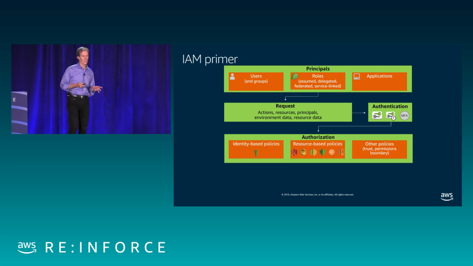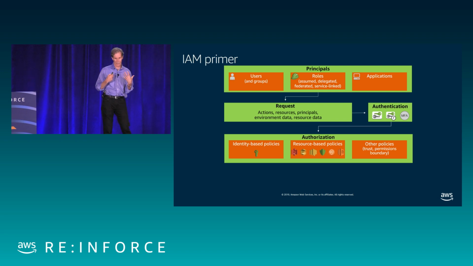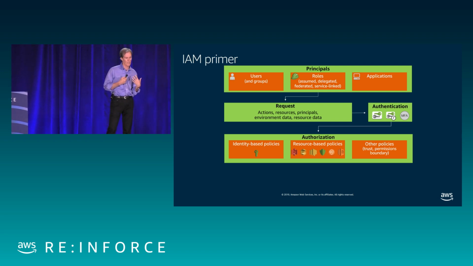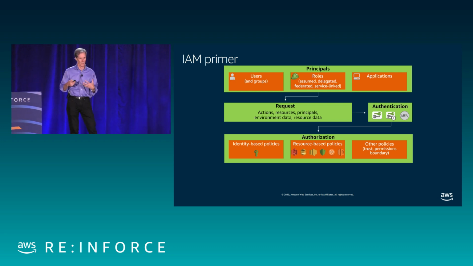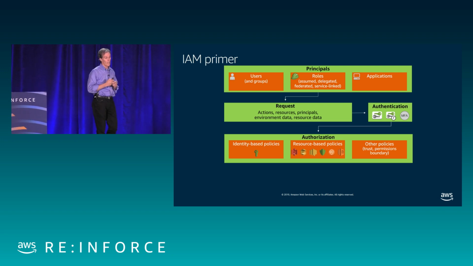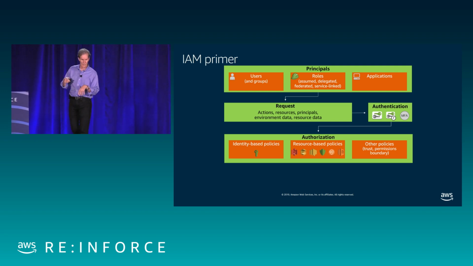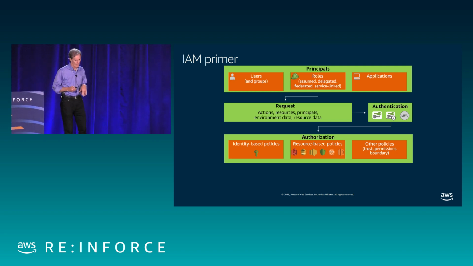And authorization is all based on policies. The policies can be based on the identity of that principal, that person or service that's trying to do something, or they can be based on a number of other things like resources. So the resource itself can have policies in front of it that say what identities can or cannot do. And then there's a number of other policies around trust and permissions boundaries.